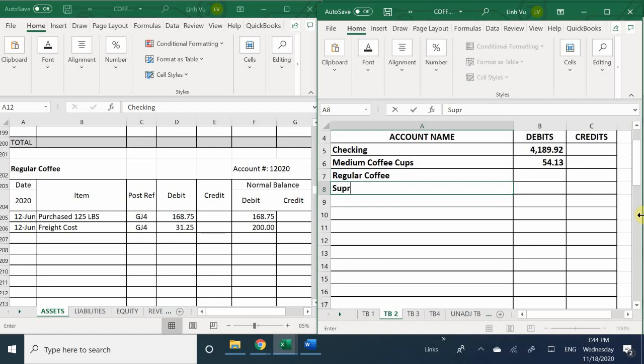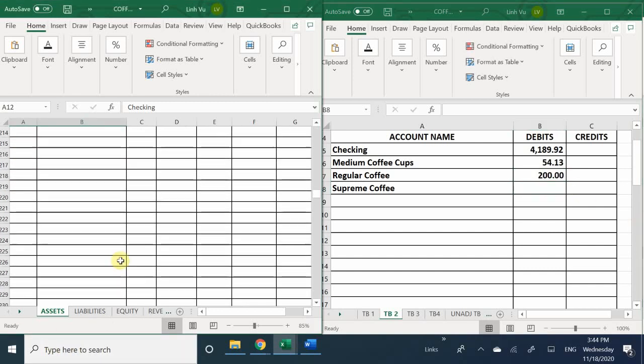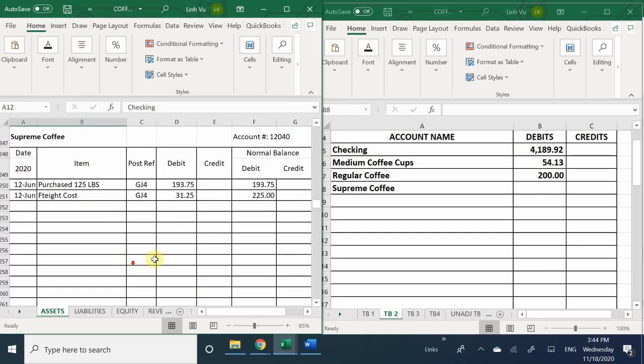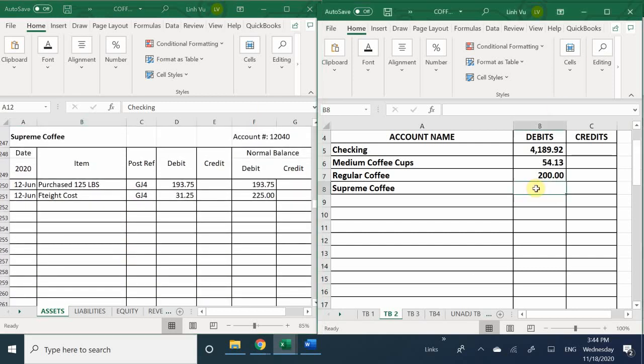And I have supreme coffee. Okay. How much is my balance in my regular coffee? $200. All right. And then what is my balance in my supreme coffee? 225. You were right. It was 225. Okay.